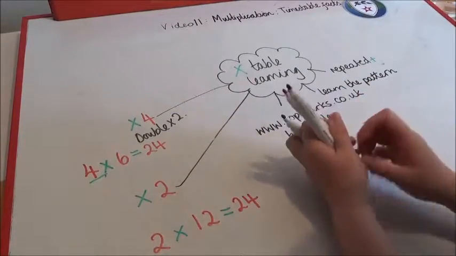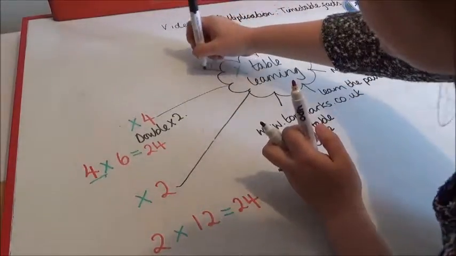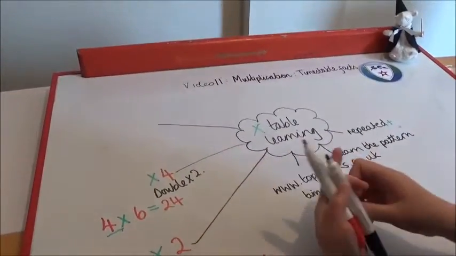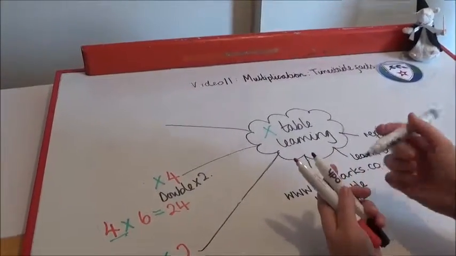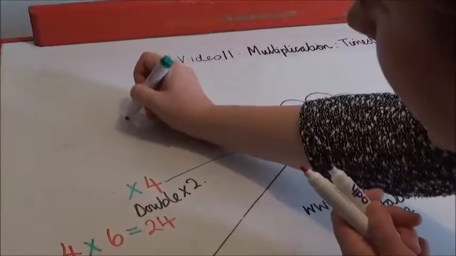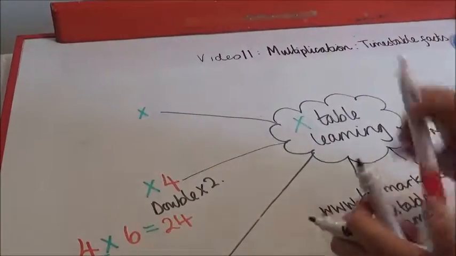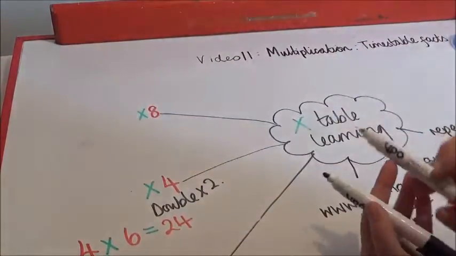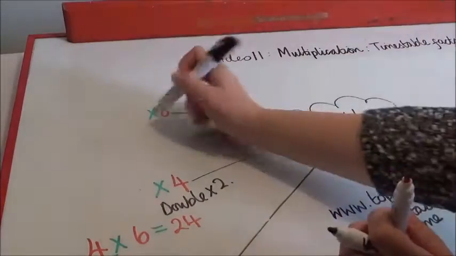It's going to look strange on my mind map here. Timesing by 8 is the same as double 4.